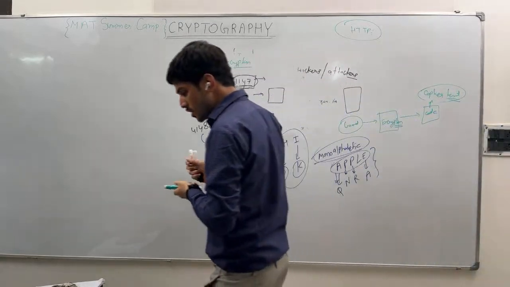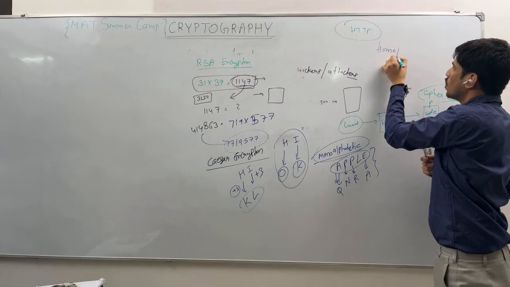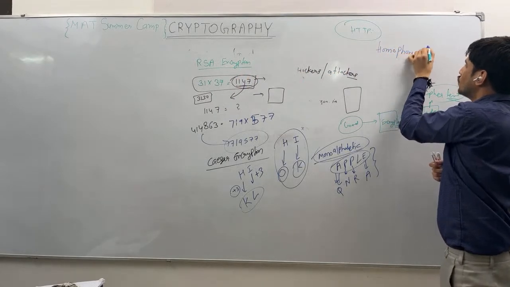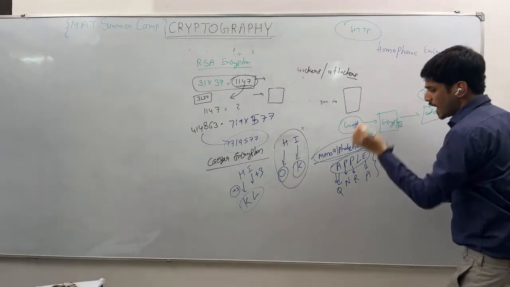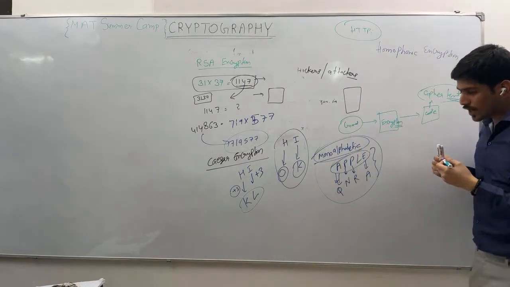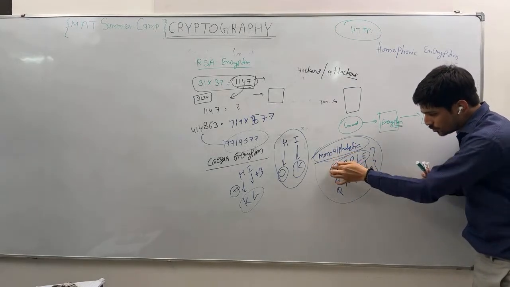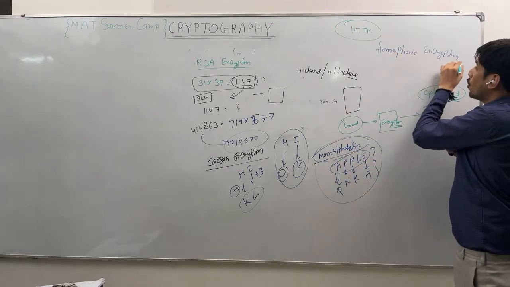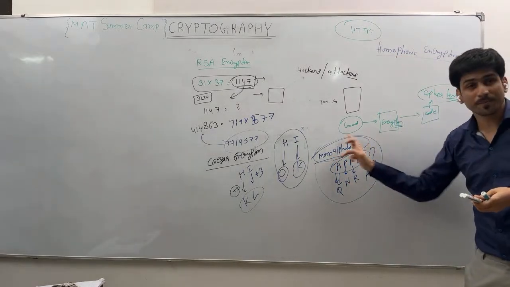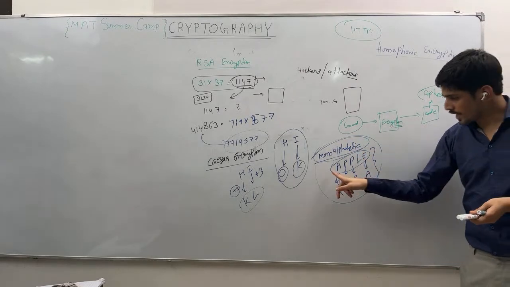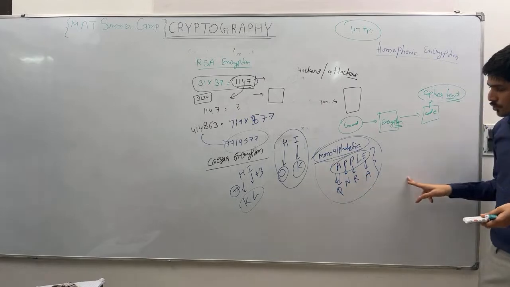Next we have homophonic. So homophonic is the next one. In homophonic encryption, actually, this is the advanced version of this. Here the letters available in the original message won't be used as the code language. It means if A has been used, whatever letter we are assigning, A we cannot use as a code language.